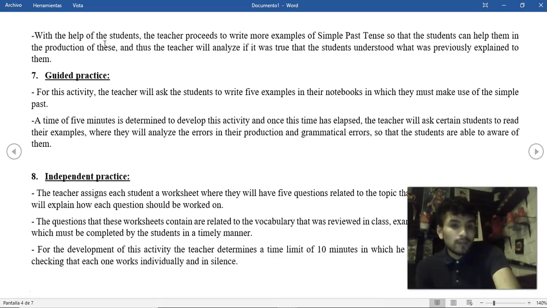For the development of this activity, the teacher determines a time limit of 10 minutes, in which he stands in front of the students checking. I'm going to check that my students work in order, individually and in silence, because they have to concentrate on their activities.